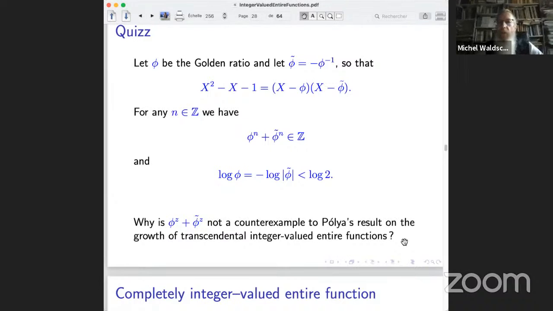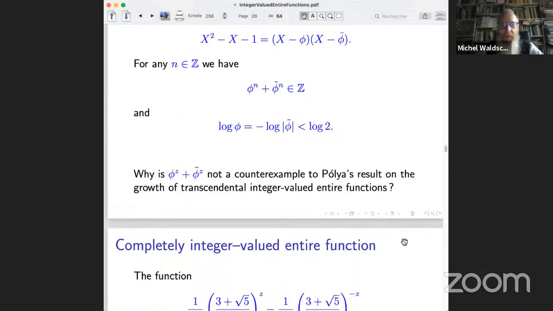At the end of my talk, I hope there will be some questions, and I hope there will be an answer to this quiz, and you will tell me why it is not a counterexample. But now let me continue.